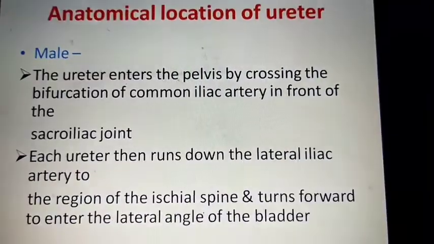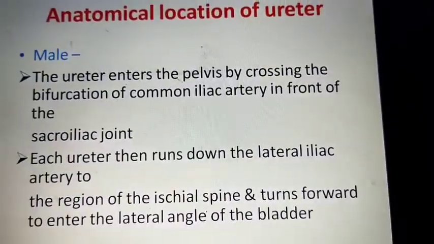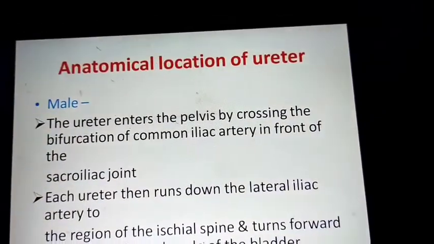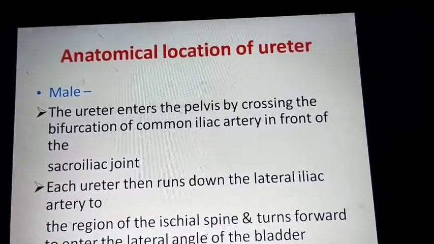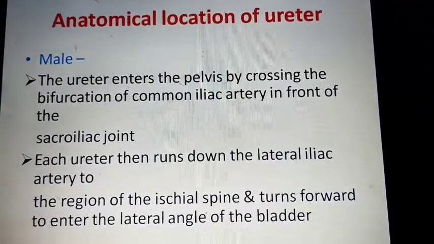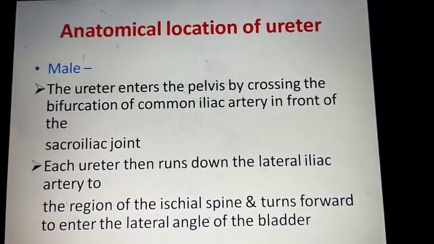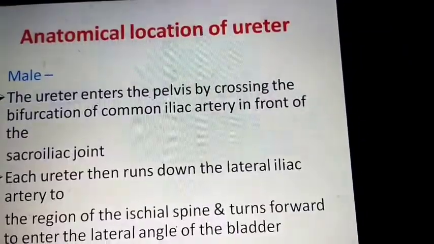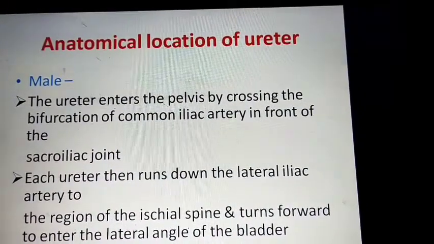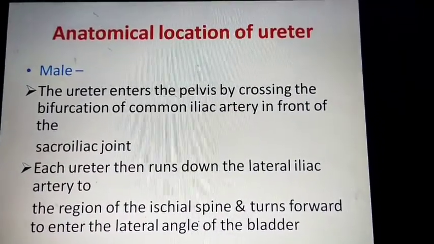Okay, the trigone is a functional unit of the bladder. Now we can go for the anatomical location of the ureter in the male. There is some difference between the male and female. We can go through what those differences are.